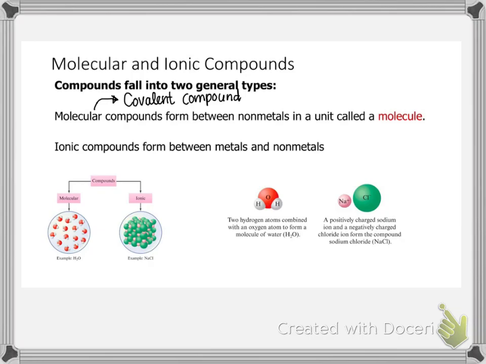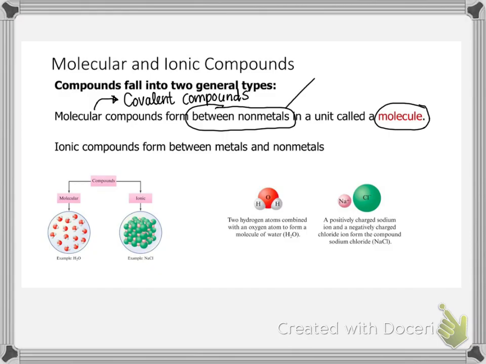And how we identify them is molecular compounds form between 2 nonmetals. So when we look at a formula and they only contain nonmetals, they are called molecular compounds or covalent compounds, and they exist in something that we call a molecule. Hence, molecular compounds, they come in units called molecules.